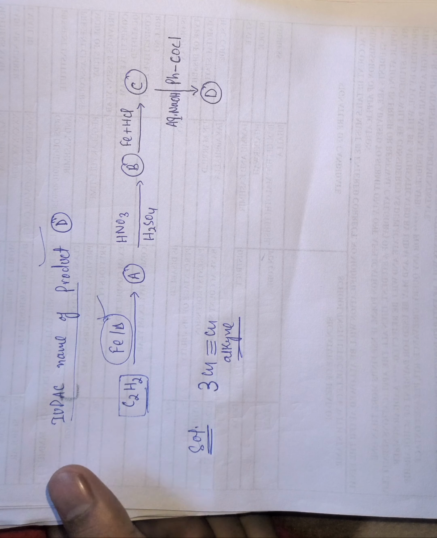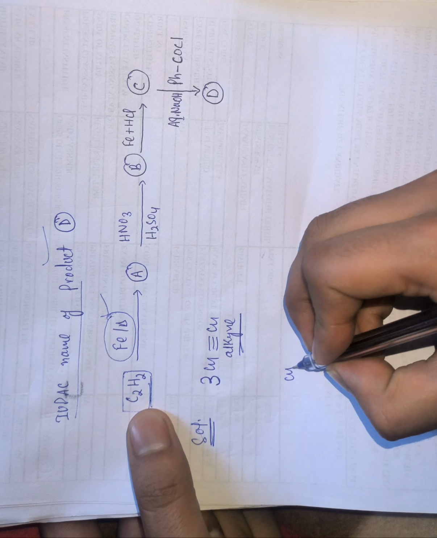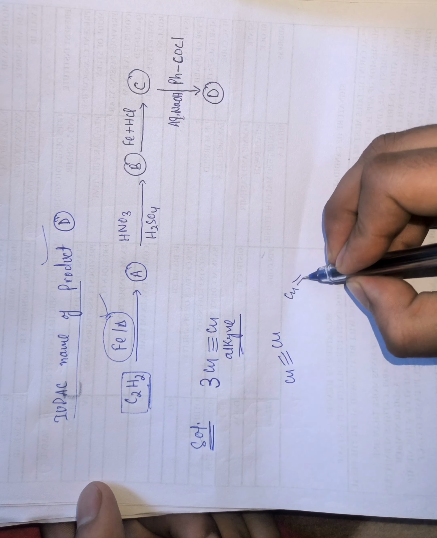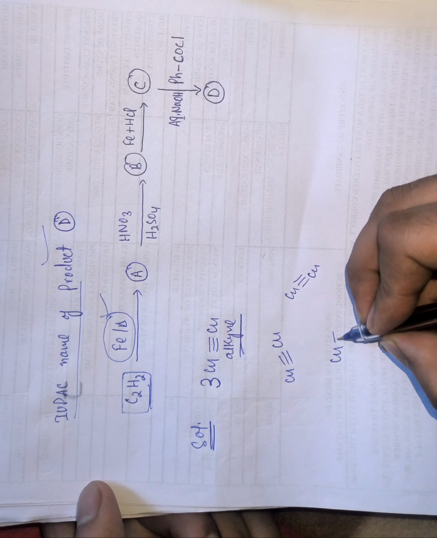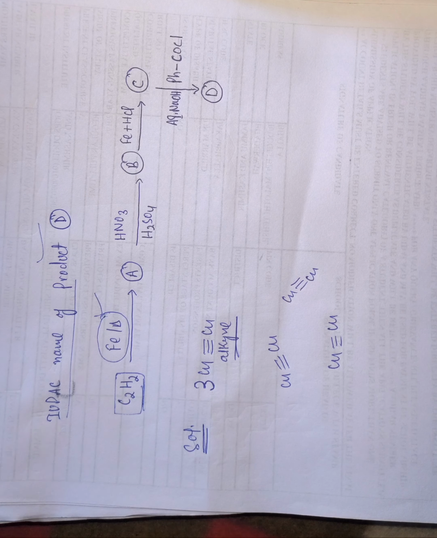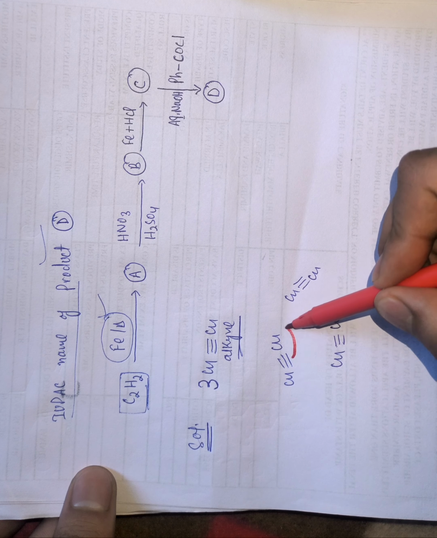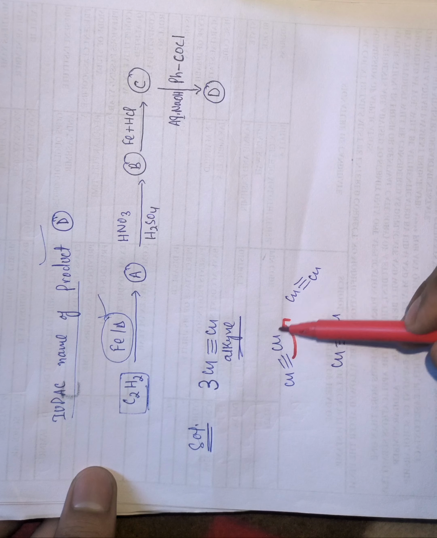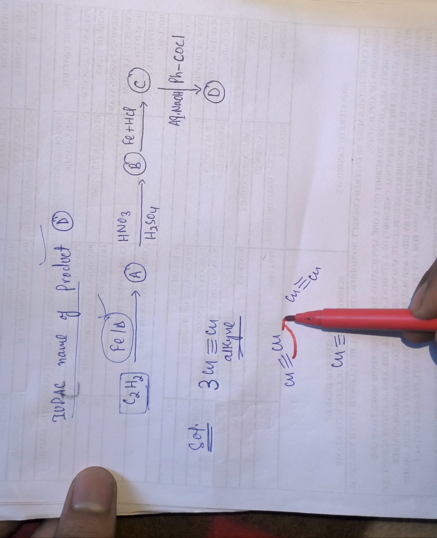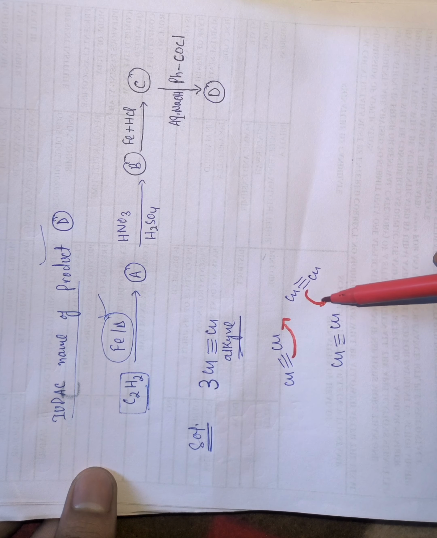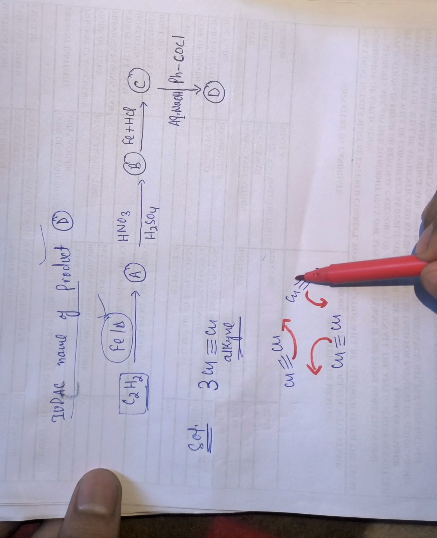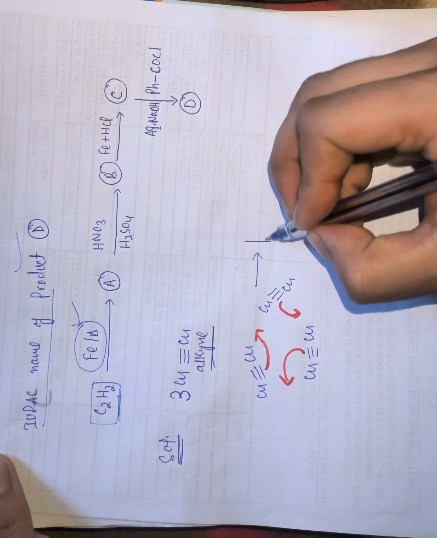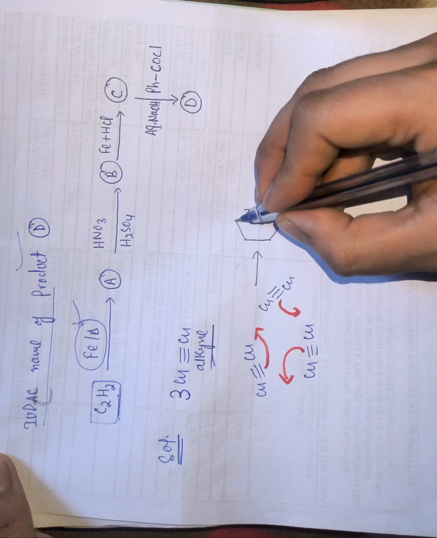For that we need 3 moles of alkynes. These 3 moles of alkynes, CH triple bond CH, will undergo cyclization. The pi bond present between these two carbon atoms will get shifted between two adjacent carbon atoms and form a sigma bond. Similarly, this pi bond will get shifted over here, and this one over here, and cyclization will take place and formation of benzene will occur. So we'll have benzene as product A.